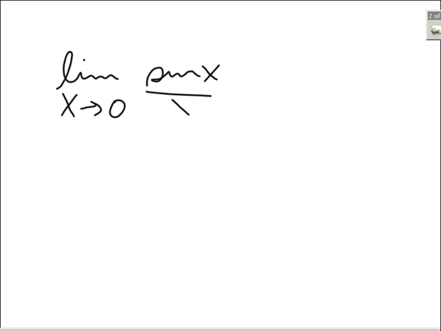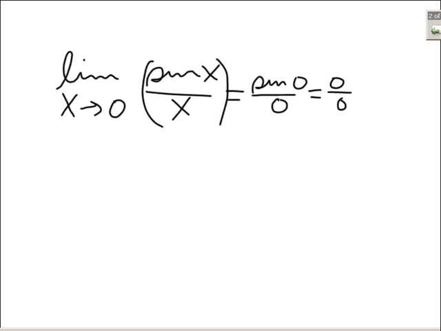And you have 2 special trig functions that you should know. The limit as x goes to 0 of sine x over x. Well, by what I just said, a limit of a fraction is the limit of the top, which will be sine of 0, divided by the limit of the bottom, which is 0. Now the sine of 0 is 0, and 0 is 0. So we have 0 over 0, and there's L'Hopital coming in.